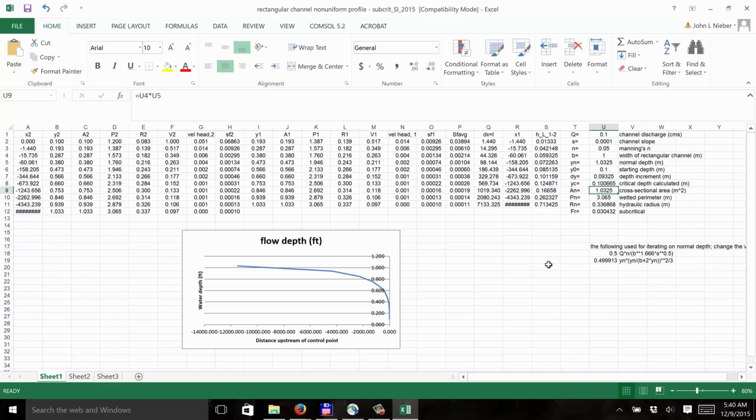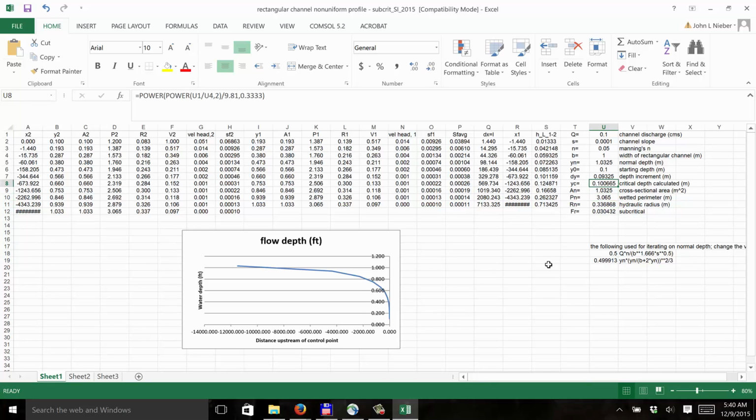YC is the critical depth. AN would be the cross-sectional area for normal depth, PN would be the wetted perimeter for normal depth, and RN would be the hydraulic radius for normal depth. FR would be the Froude number. And here, this if statement determines whether it's supercritical or subcritical based on the Froude number. If it's greater than 1, it'll be supercritical. If it's less than 1, it's subcritical.